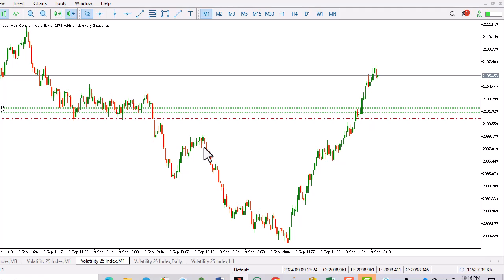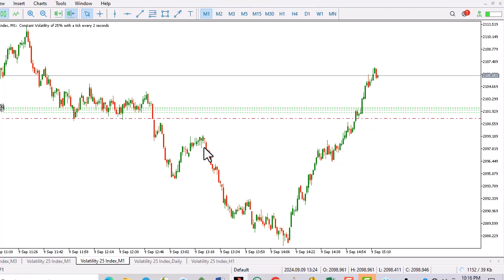Now, when we talk about the power of three, we are just talking about accumulation, manipulation, and distribution. That is what price does. Basically, every candlestick that opens must have an accumulation, a manipulation, and a distribution.